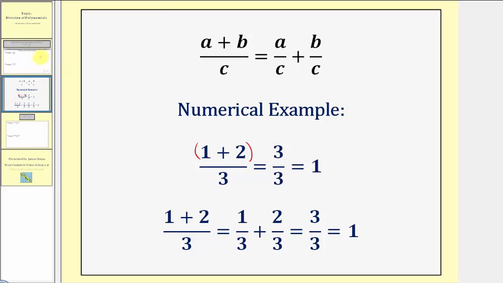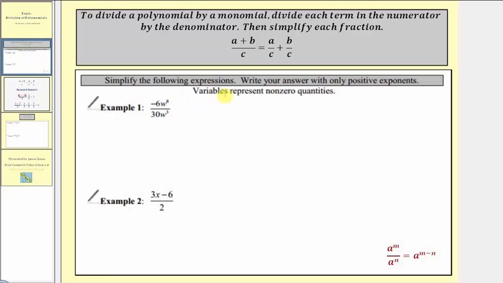So going back to our examples, we're asked to simplify the following expressions and write the answer with only positive exponents. Notice example 1 is just a monomial divided by a monomial, and since we already have a single fraction here, to simplify this, we just simplify the fraction. So we simplify the coefficients, and then we simplify the w's. We'll notice that 6 and 30 share a common factor of 6. There's 1 6 and 6 and 5 6 and 30. So our coefficient would be negative 1/5.